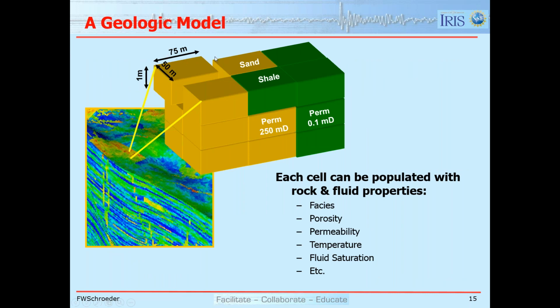But typically a cell within one of these computer models will be maybe 75 meters by 50 meters X and Y, and usually on the order of about 1 meter in thickness. And each of these cells will be assigned a sedimentary phase, a porosity, a permeability, temperature, fluid saturation, pressure, net to gross, et cetera, et cetera, et cetera.